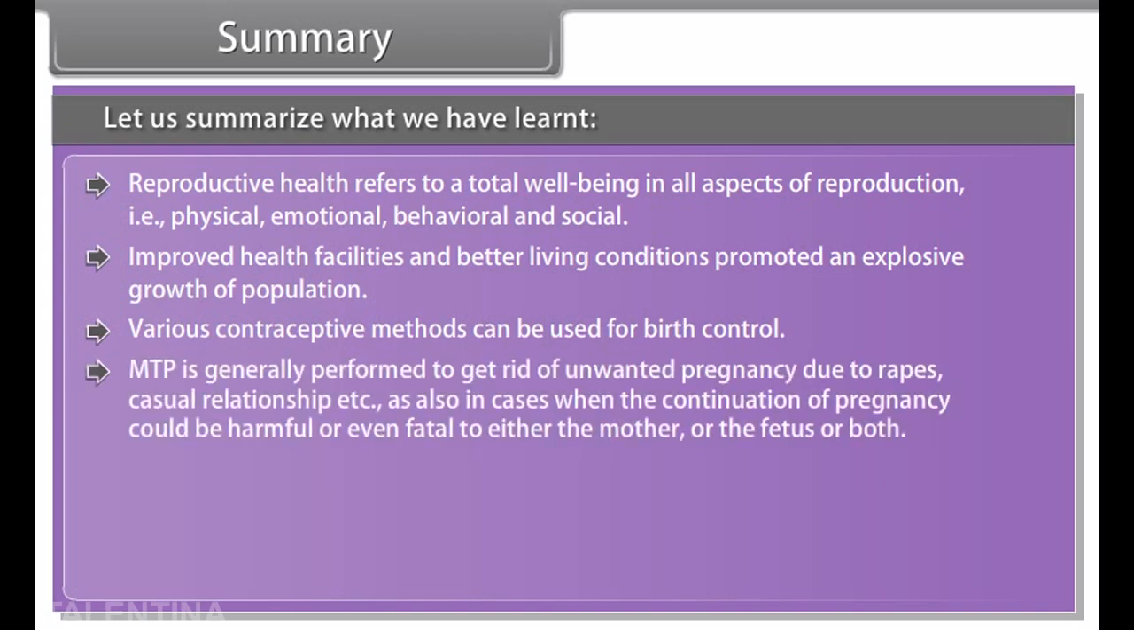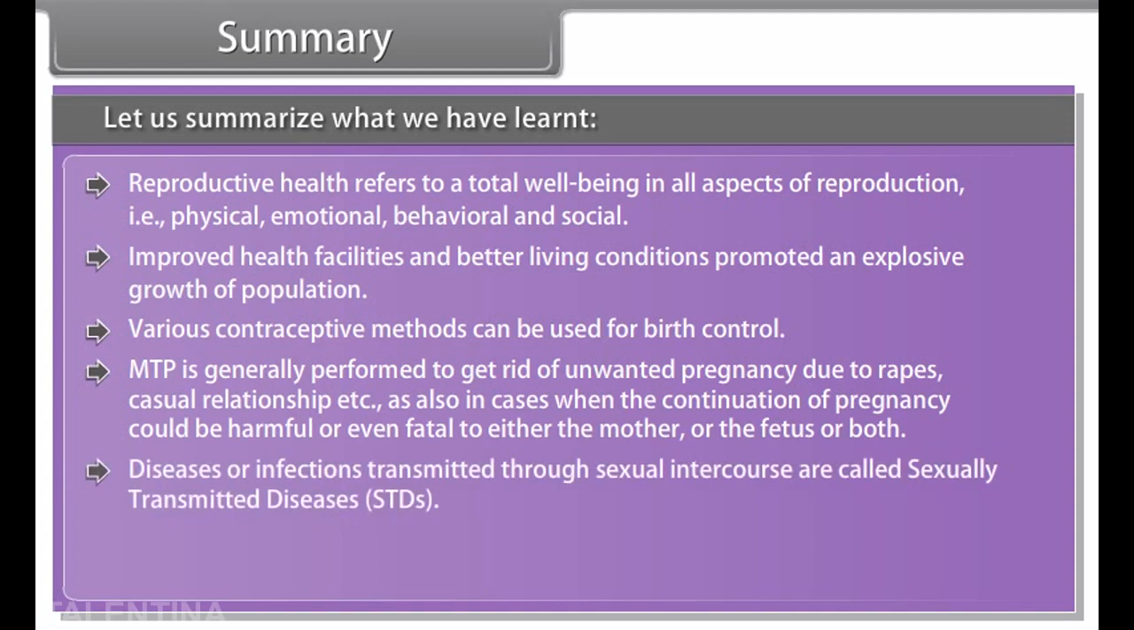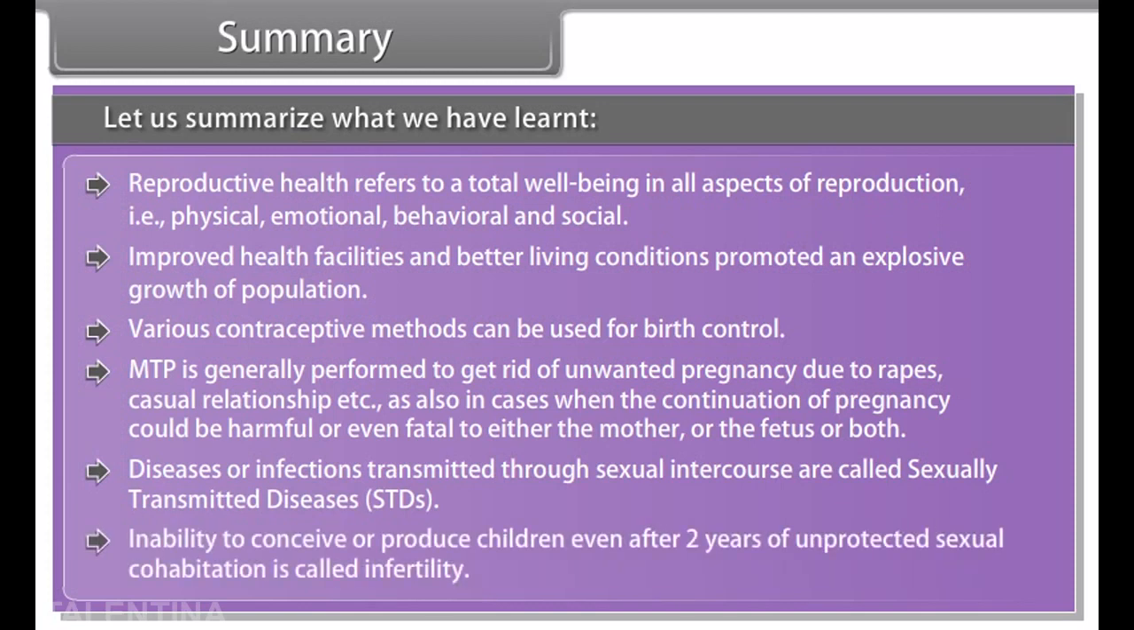MTP is generally performed to get rid of unwanted pregnancy due to rapes, casual relationship, etc. As also in cases when the continuation of pregnancy could be harmful or even fatal to either the mother or the fetus or both. Diseases or infections transmitted through sexual intercourse are called sexually transmitted diseases or STDs. Inability to conceive or produce children even after 2 years of unprotected sexual cohabitation is called infertility.